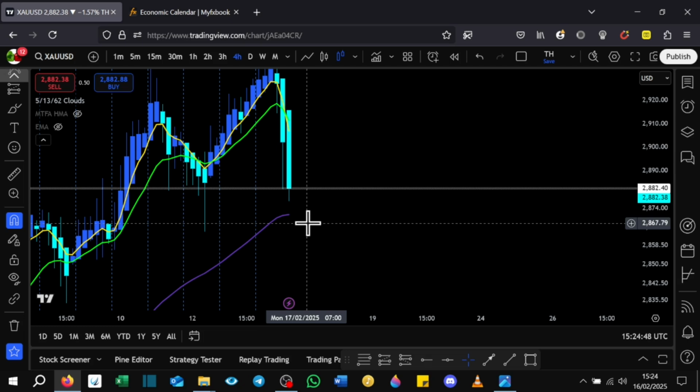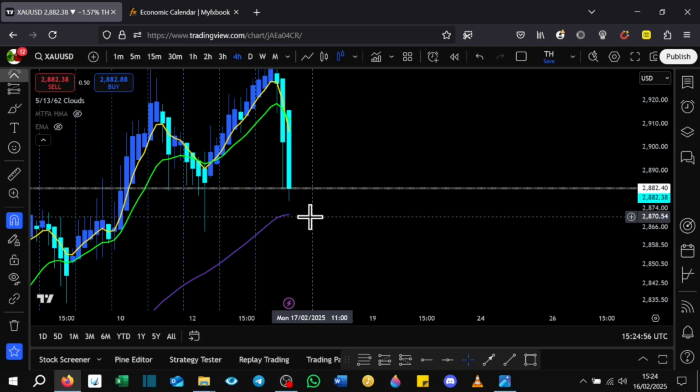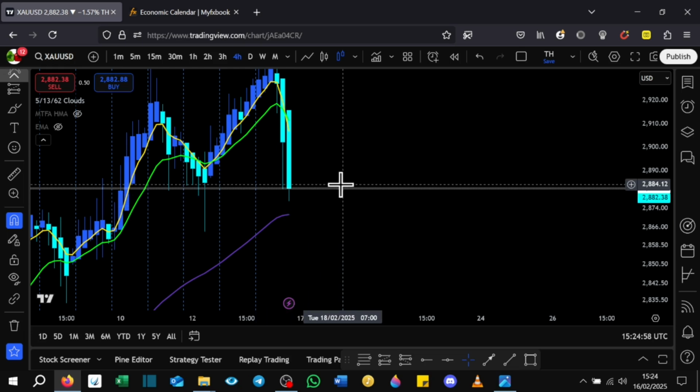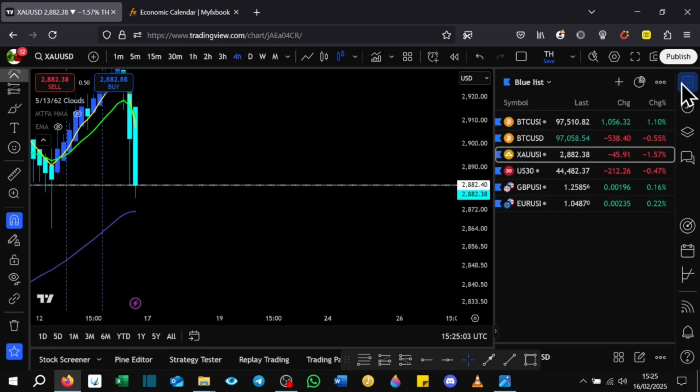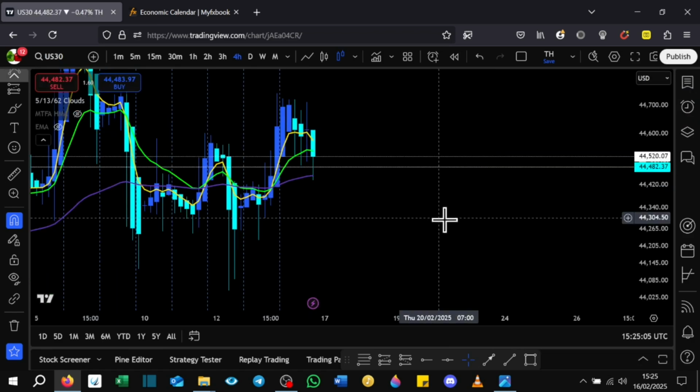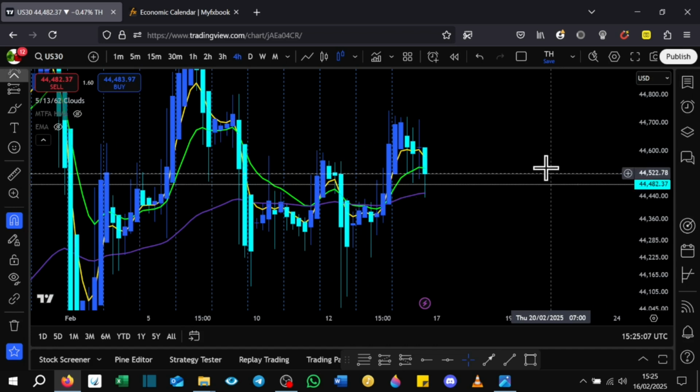When we've got to the 62 EMA, we're going to stop there and not buy straight away. We're going to be patient and wait to see if we get some reaction away from the 62, and then get in with a buy stop. So we will see next week for gold. Going to move on to US 30 now.